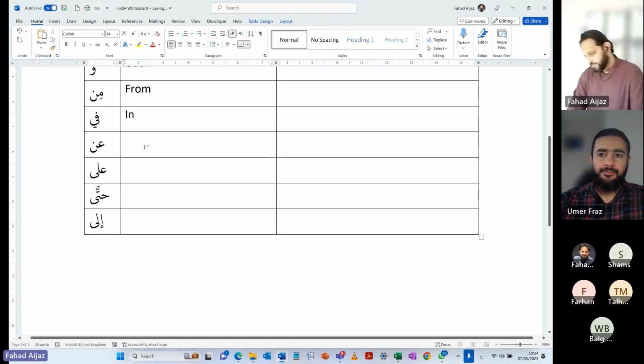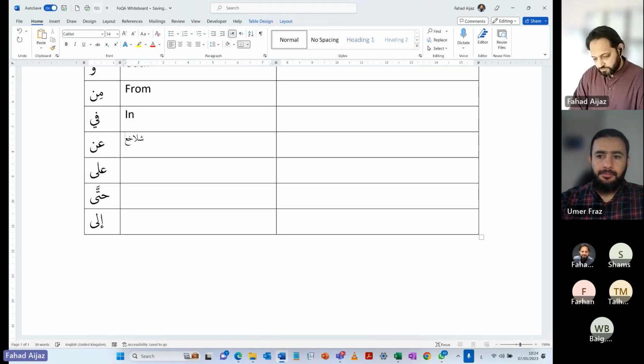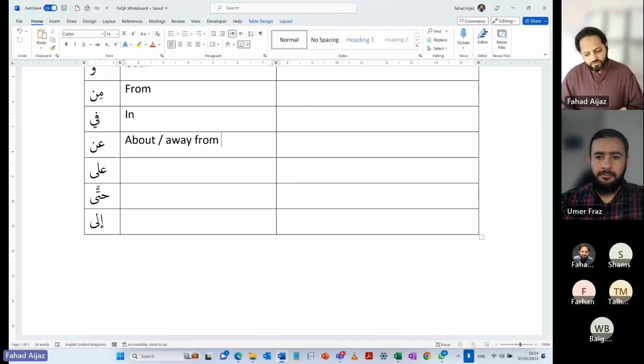Now, an. An is about, away from. It's used in two meanings, about or away from. Sometimes an is also used as at. But the context I will tell you, but generally it's used with about or away from. Okay. Ala is on or upon or against.